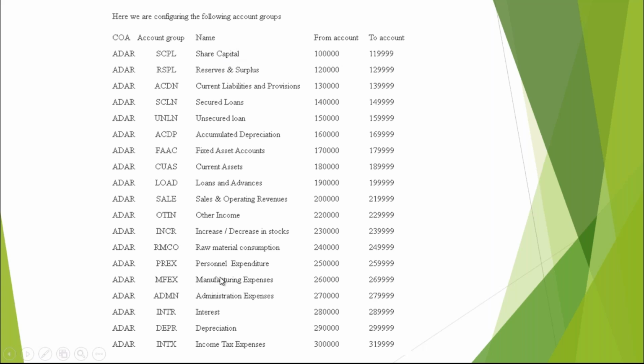Now these are all the masters for you. Under these masters, how many ledgers can I create? In these accounting groups, I can create only a limited number of ledgers. In share capital, I can create ledgers from 1 lakh to 1 lakh 19,999. Only this much, not more than that. As a normal example, if I give 1 to 100, only 1 to 100 ledgers I can create, not more than 100 ledgers.